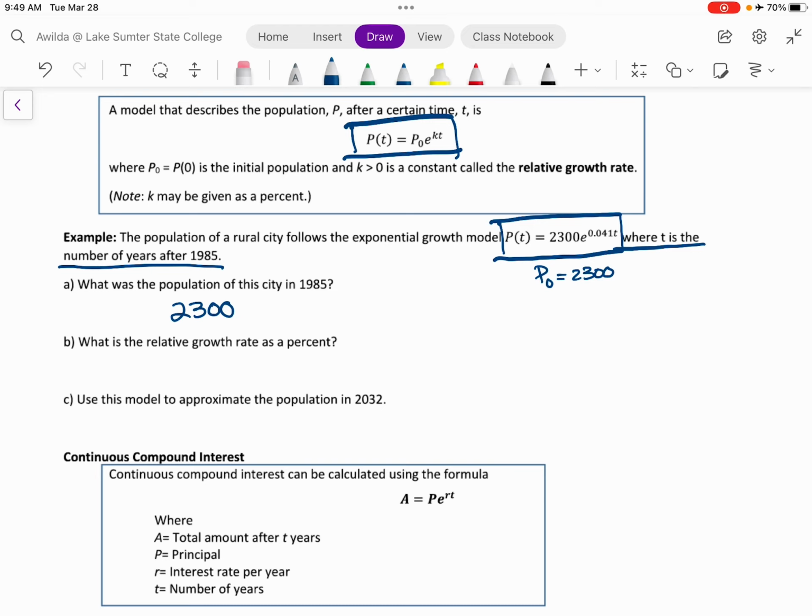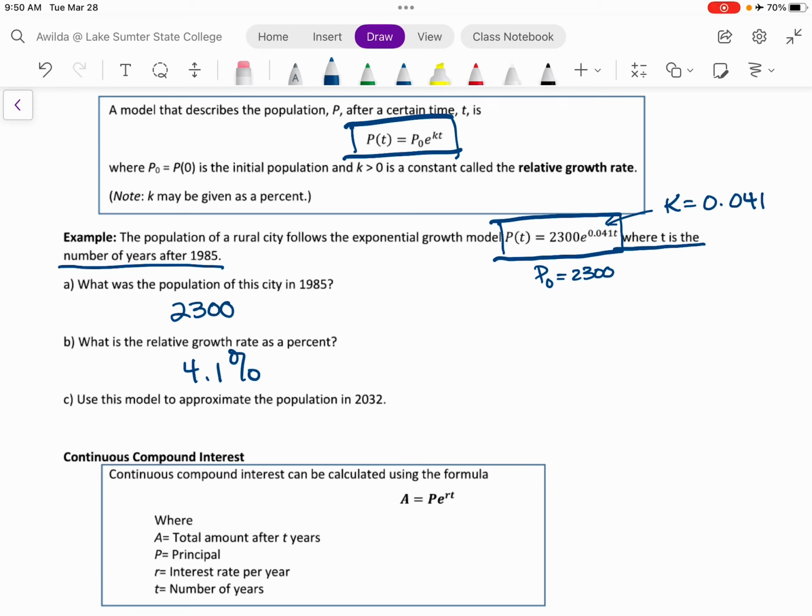Second question, what is the relative growth rate as a percentage? So in other words, what is K? We see here that K is equal to 0.041. Written as a percentage, this is 4.1%. To get from decimal to a percentage, you simply multiply by 100%, which is going to move that decimal place 2 spaces to the right.